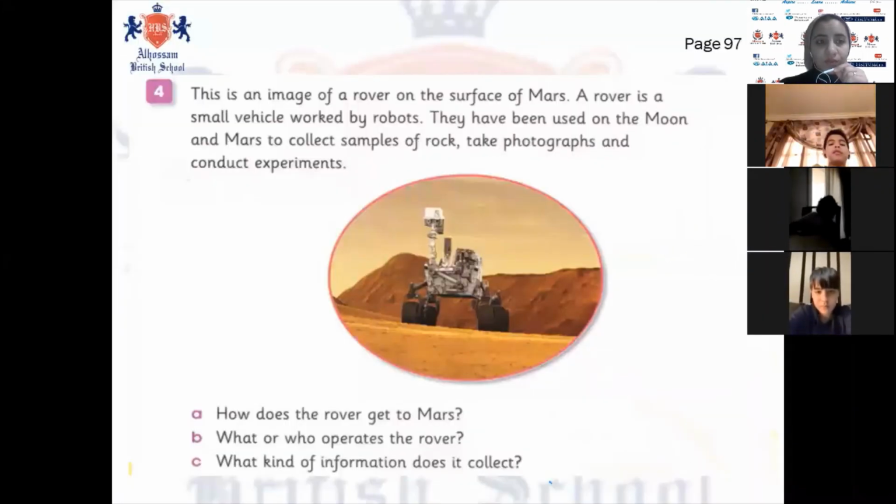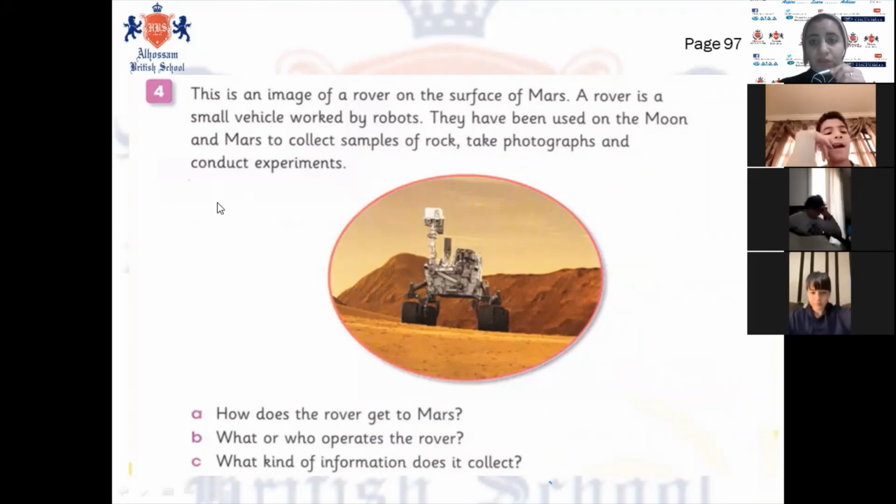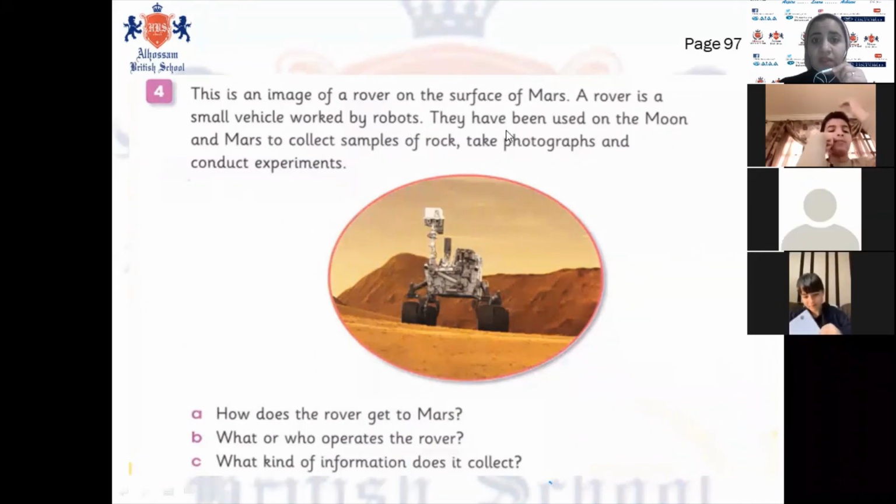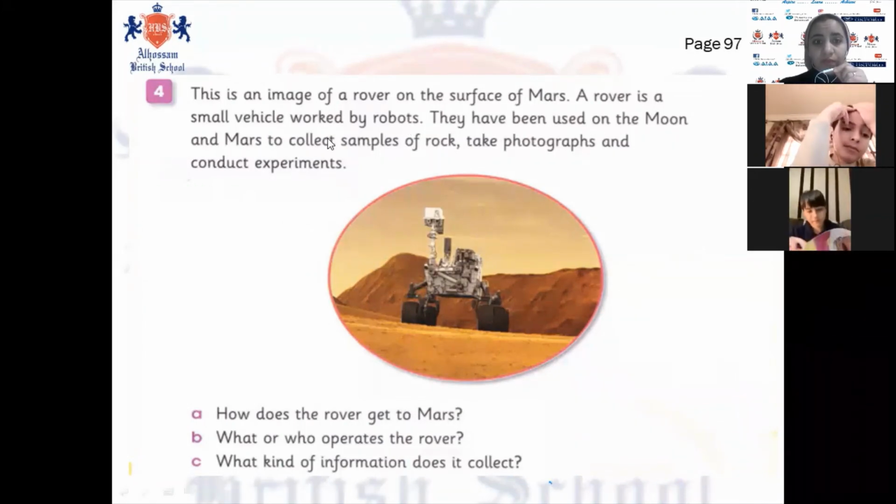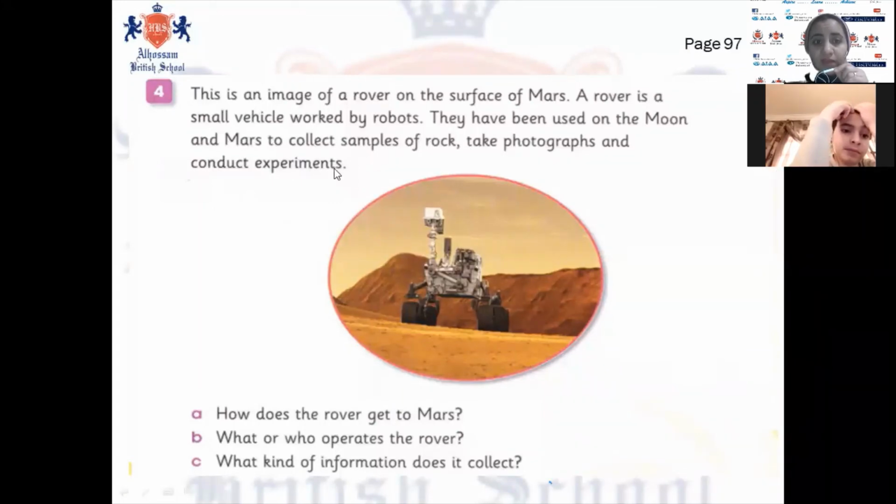Last question. Who can solve it? Yusuf Muhammad Al-Hadi. This is an image of the rover on the surface of Mars. A rover is a small vehicle worked by robots. They have been used on the moon and Mars to collect samples of rocks, take photographs, and conduct experiments. How does the rover get to Mars?